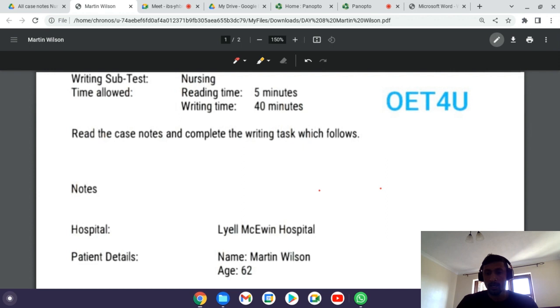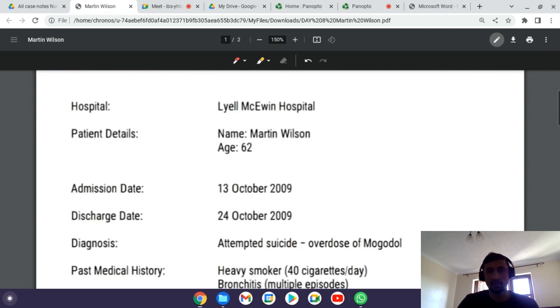So you got a case note like this in your writing exam. What are you going to do first? You got 5 minutes reading time and 40 minutes writing time. So you're going to check what is the writing task assigned to you. That is the first thing you're going to do.